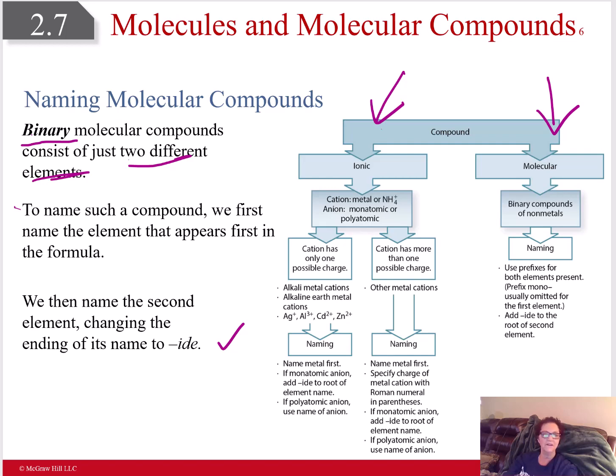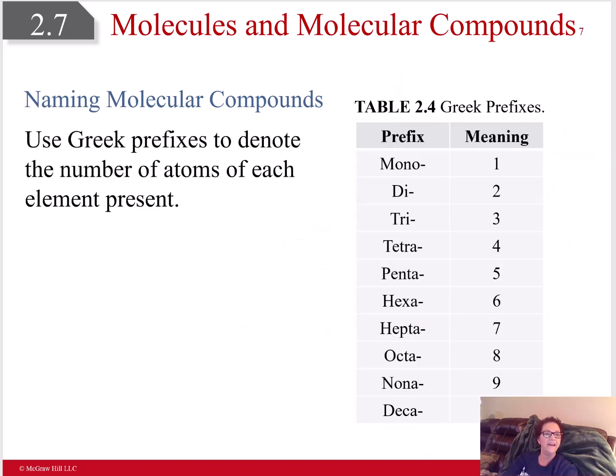What am I talking about? Oh my gosh, I'm talking Greek. We use Greek prefixes to denote the number of atoms of each element present. The exception to that is if it is only one of the first one, then we don't have to say mono. But if there's only one of the second, then we have to use the mono prefix.